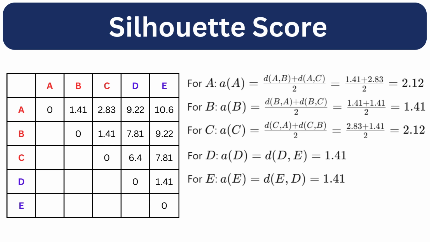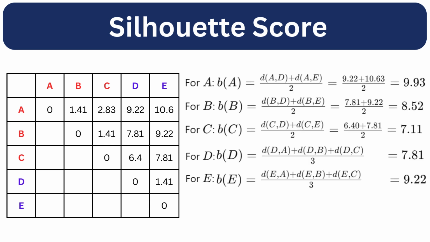For point D, we will calculate the distance with the other data point in the same cluster, which is E. Since there are only two values in this cluster, we don't need to take an average. So now we have cohesion values for all data points. The next step is to compute the separation values, which is B. Separation is the average distance of a point with all other points in the nearest different cluster. To calculate the separation for point A, we will take the distance of A with D and A with E and take the average. We will get 9.93.